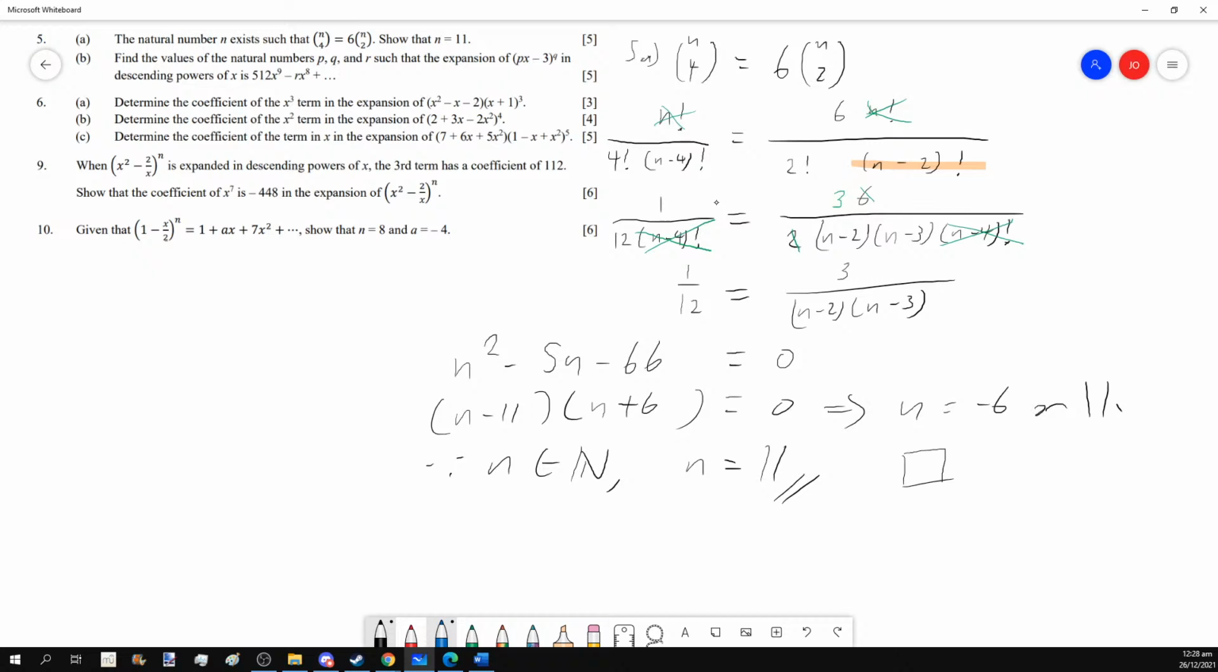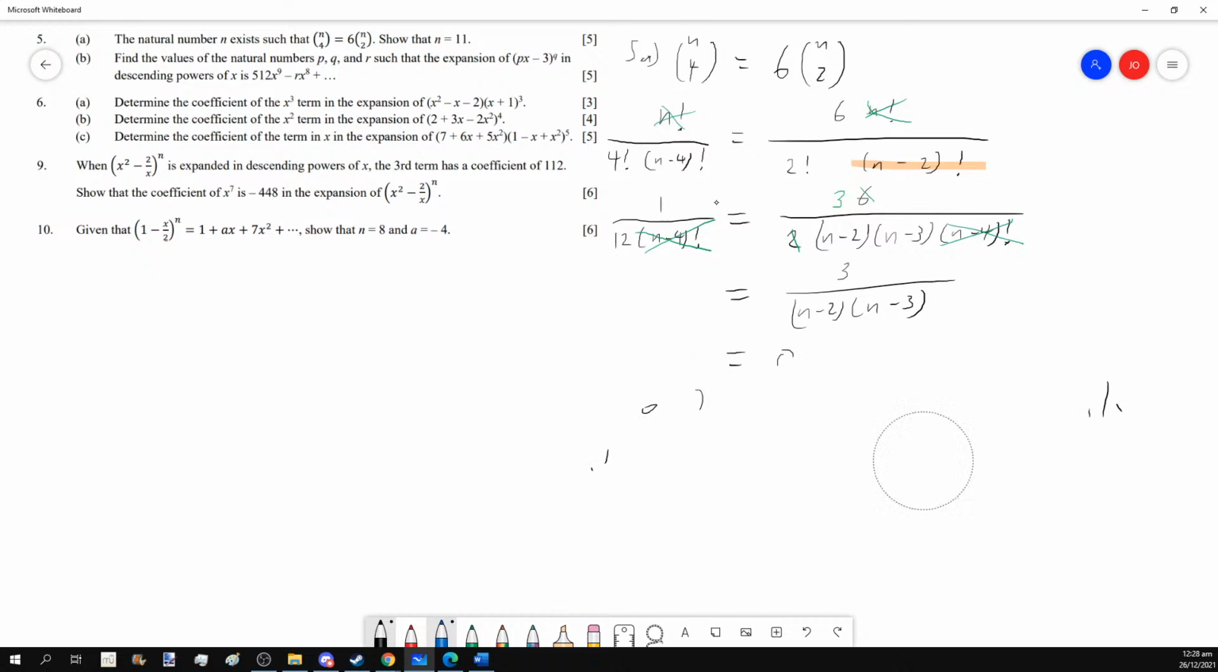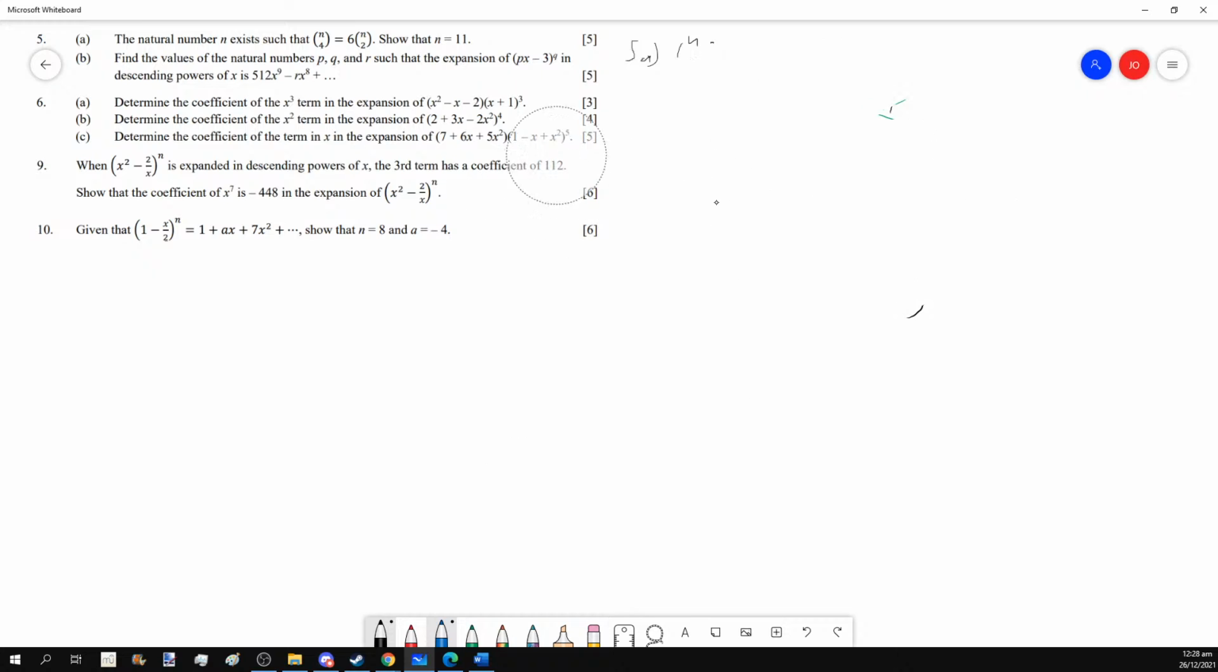So part A, nothing spectacular. Part B is a little more exciting. They tell us to find natural numbers p, q, and r, and they tell us that (px minus 3) to the power q will actually be equal to 512 x^9 minus r x^8 plus blah blah blah. So there's 3 unknowns, p, q, r, and we need to find them all. So this one is a lot more exciting, right?